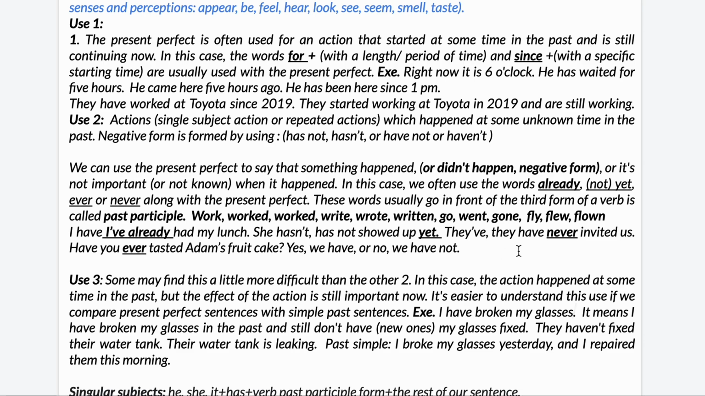So it means the action started in the past and it's still continuing. Maybe we talk about yesterday. They haven't fixed their water tank. Their water tank is still leaking. Now, if we want to talk about this with simple past, we will say, I broke my glasses yesterday and I repaired them this morning. This talks about an action which we started and completed at a particular time in the past.